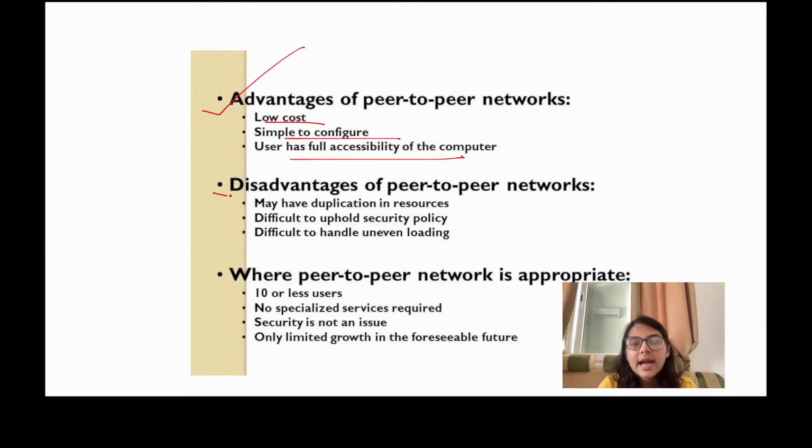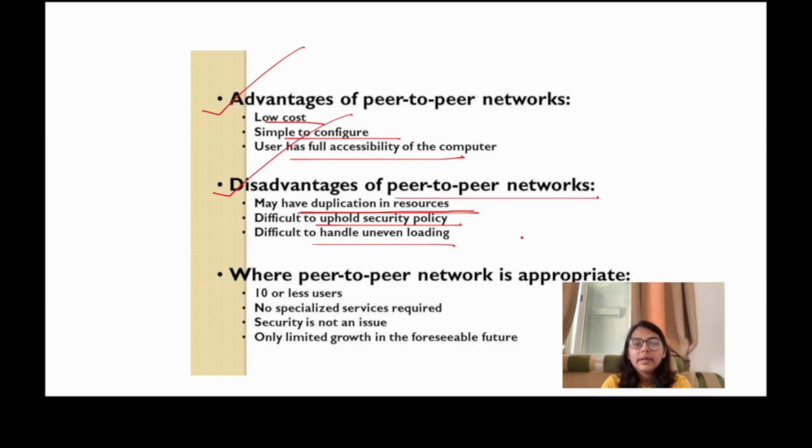And let's see the disadvantages of peer-to-peer network, or we can say the drawbacks of peer-to-peer network. There may be duplication in resources. It can be a chance of duplicated resources, and it is difficult to apply security policy, and difficult to handle uneven loading. Okay, so we cannot control these resources.